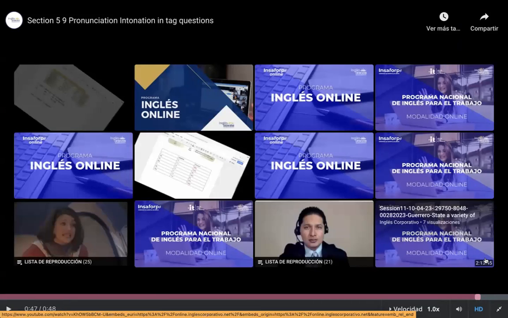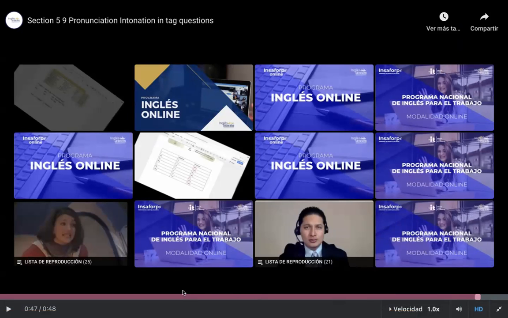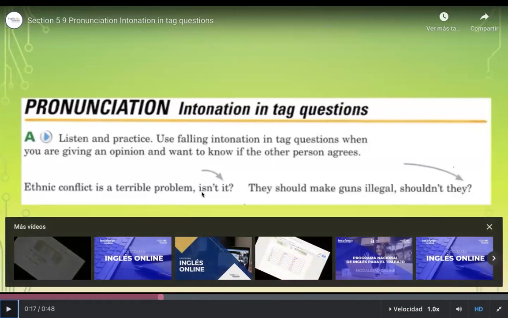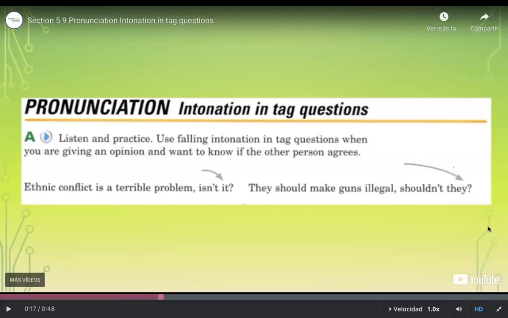Okay, so what is the idea? The idea is always at the end, you have falling intonation. So at the beginning, high, and then at the end, it's going to go low. Listen and practice. Like that. Ethnic conflict is a terrible problem, isn't it? They should make guns illegal, shouldn't they? So the idea is just to have a little bit of intonation in the final part.